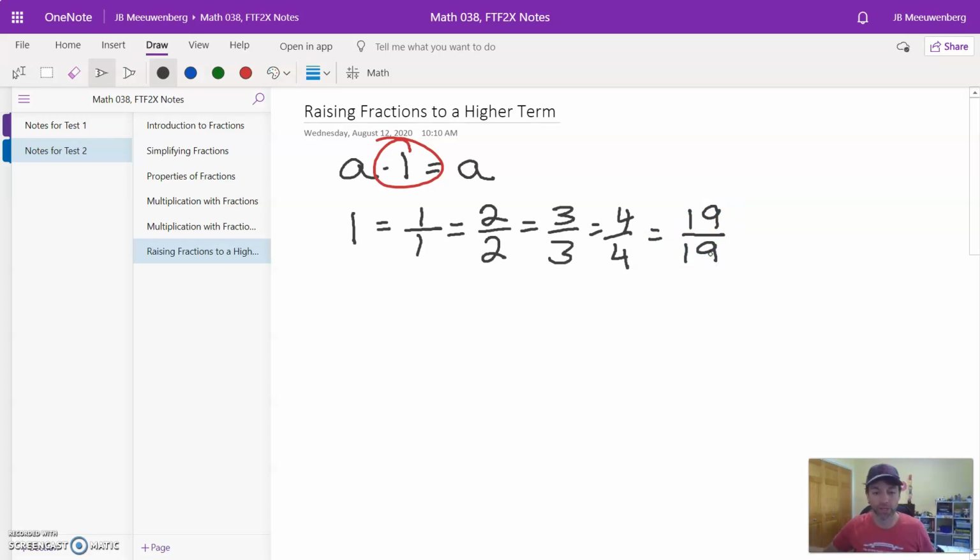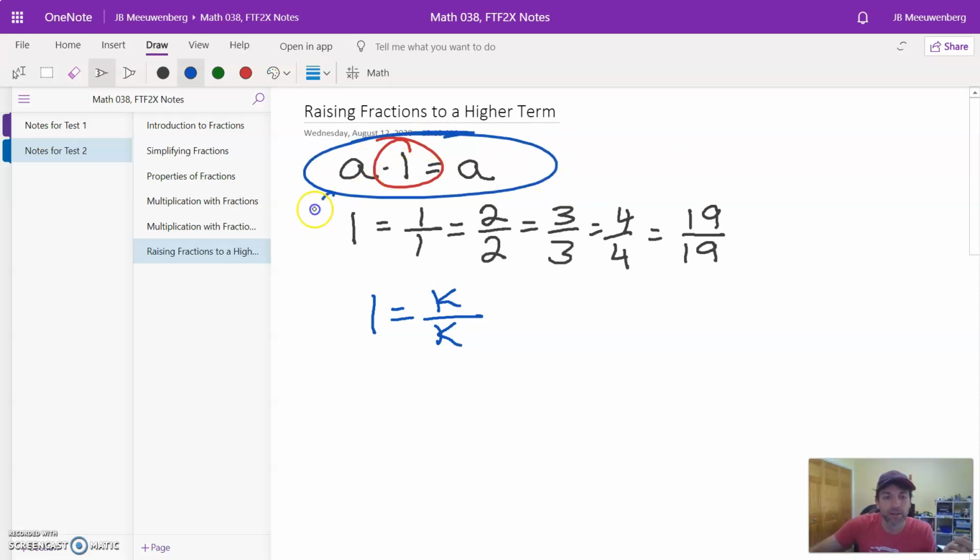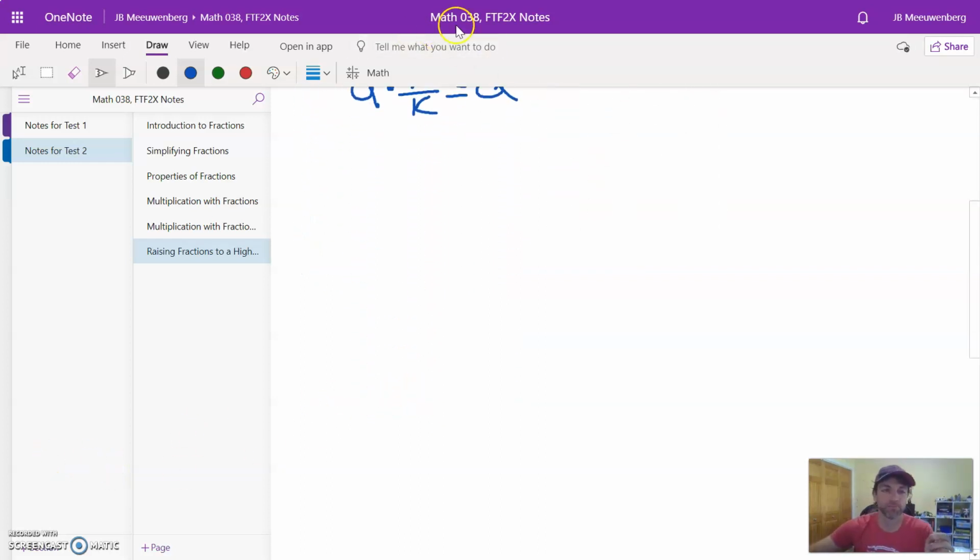This is a statement of equality. So we can say sort of algebraically that 1 is equal to any number k over itself. 1 is equal to k over k. So we're going to combine this with this. Any number times k over k is still equal to the number that we started with. That's a key piece of information.